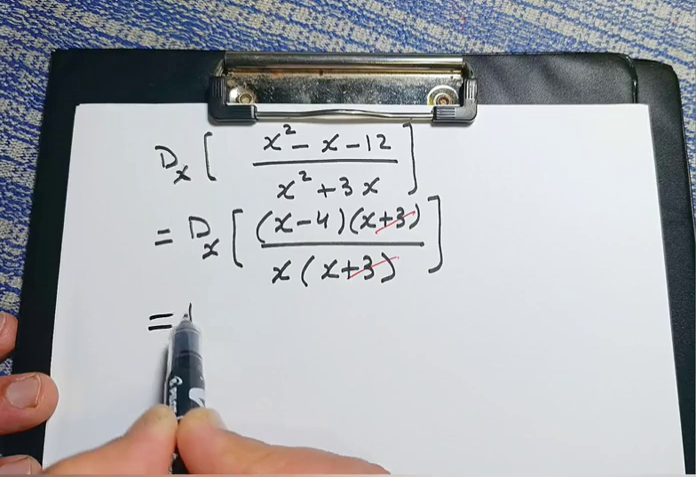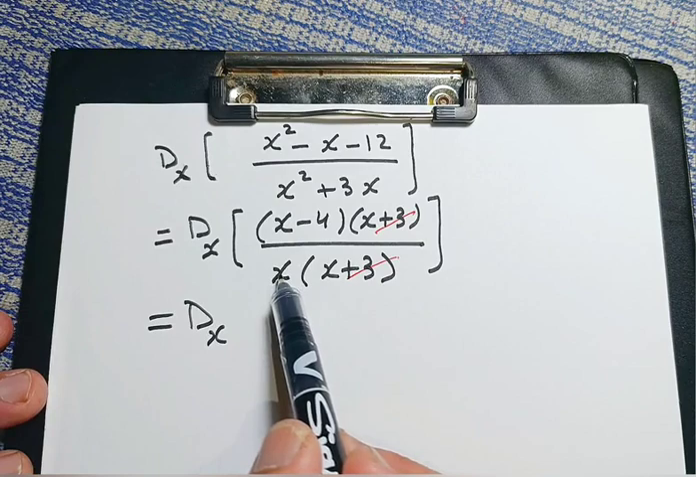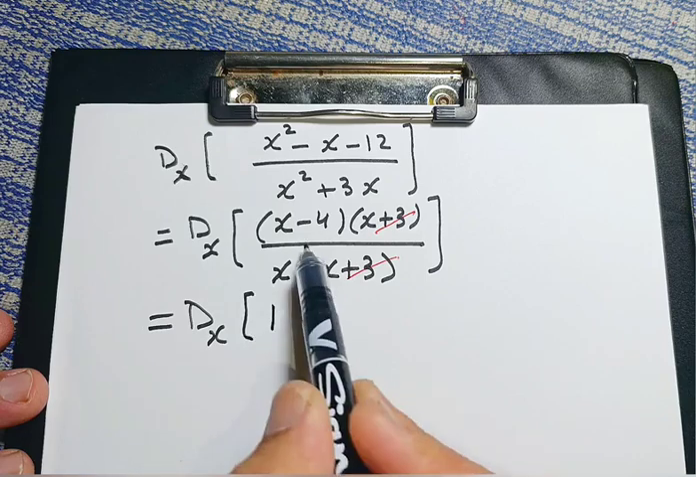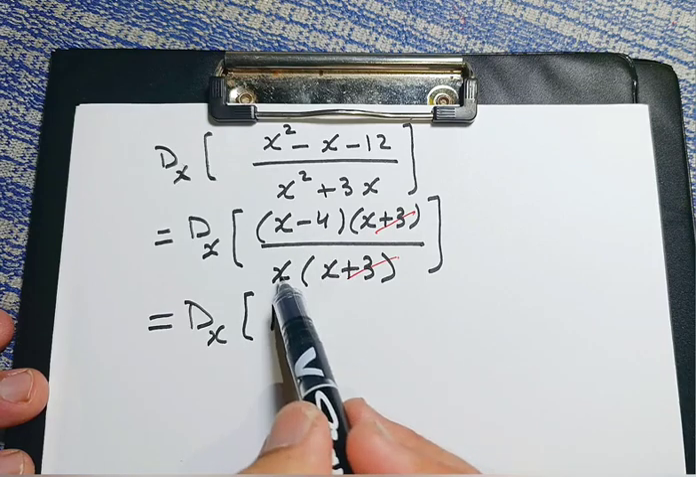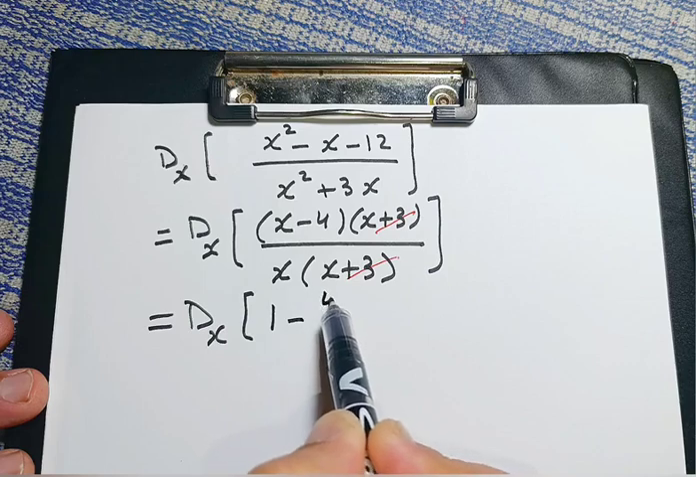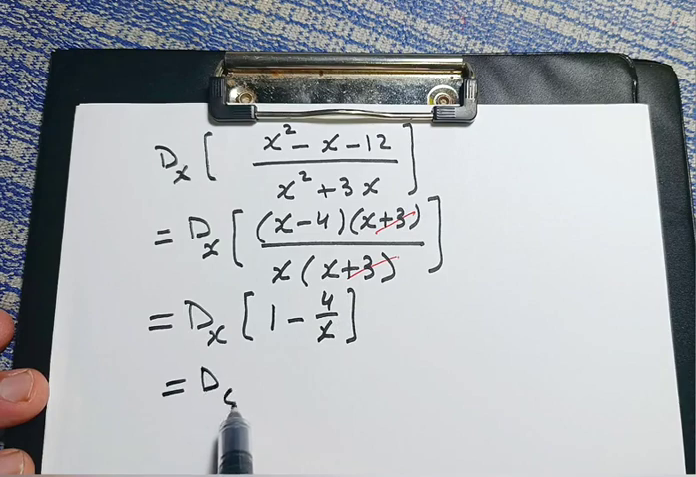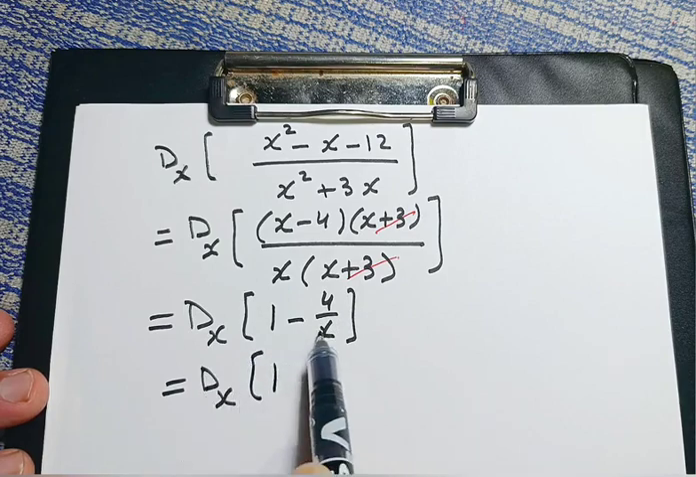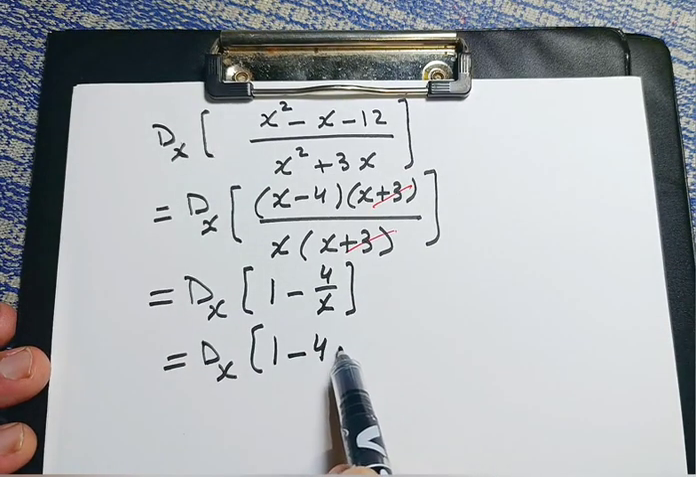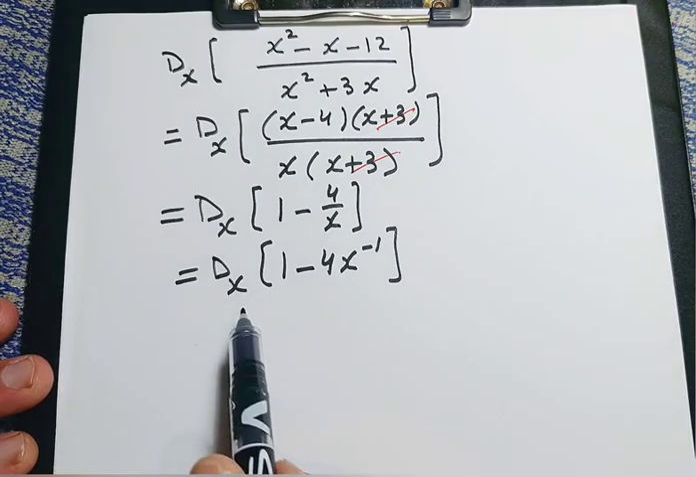So obviously d/dx, now x divided by x is going to be 1. And now negative 4 over x is going to be negative 4 over x. Now I take one more step further down: the 1, this negative 4, and this x power I pull up and it becomes x to the negative 1. Now I can apply the derivative.